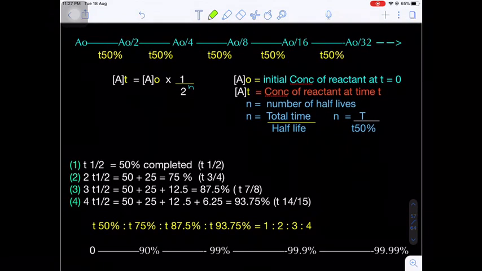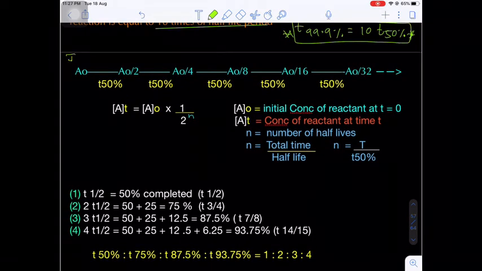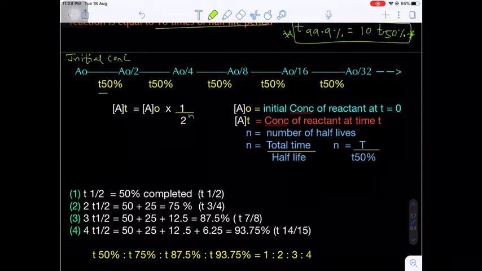Okay, now let's suppose the initial concentration of a reactant is A0. What is the A0 here? Initial concentration. Let's suppose 50%, that is T50, meaning 50% of the reaction gets completed. Out of the A0, 50% (A0 by 2) gets completed and the left will be A0 by 2. And in the next half-life, one more 50% of A0 by 2, that will be A0 by 4.